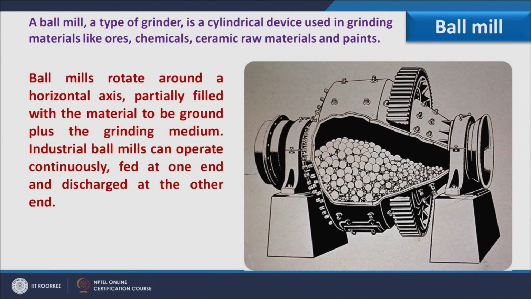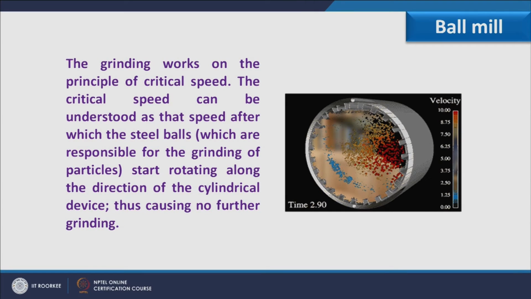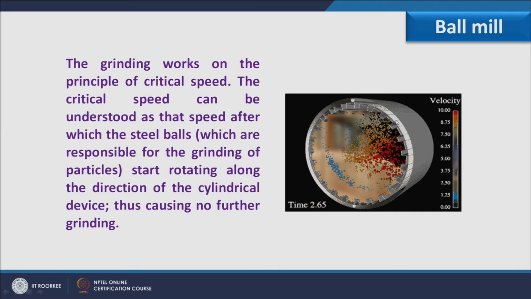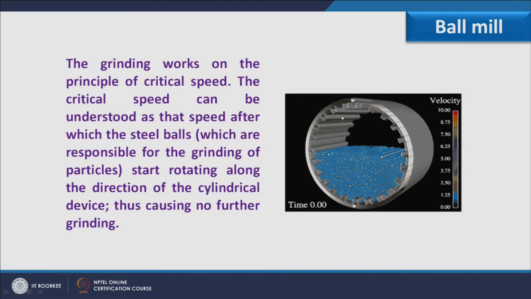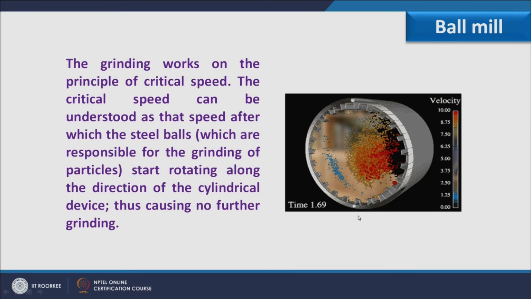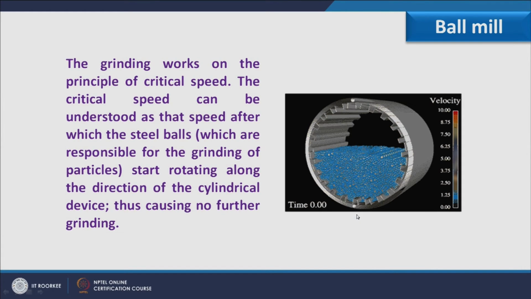Industrial ball mills can operate continuously, fed at one end and discharging at the other end. You see here the animation of a ball mill. Inside the ball mill we have grooves in which balls are fixed, and when they move to the top, they continuously keep on falling, and then they put the impact on the grinding feed.